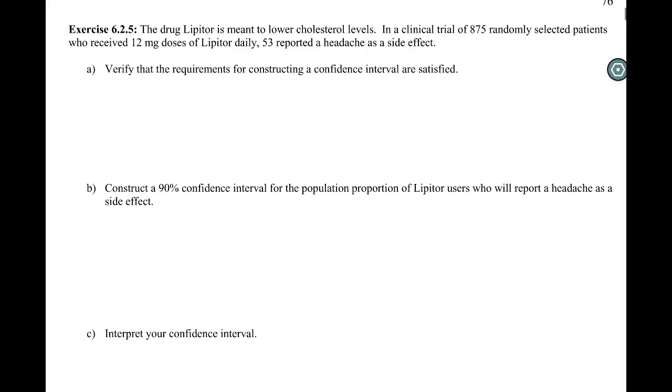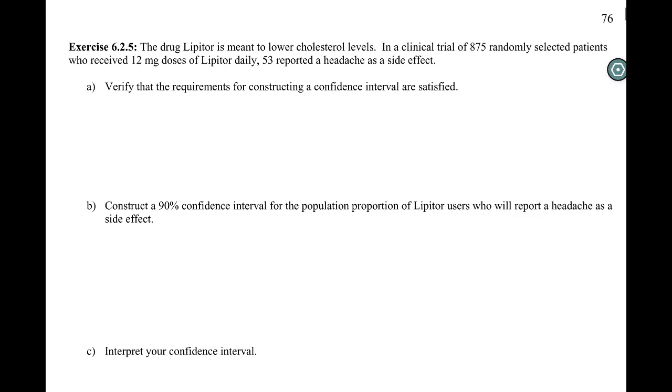In this video, we're going to review what we've learned so far about confidence intervals. So we're going to start out with this exercise. The drug Lipitor is meant to lower cholesterol levels. In a clinical trial of 875 randomly selected patients who received 12 milligram doses of Lipitor daily, 53 reported a headache as a side effect.